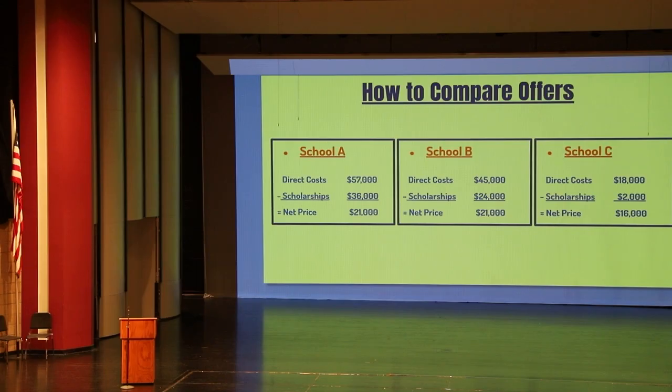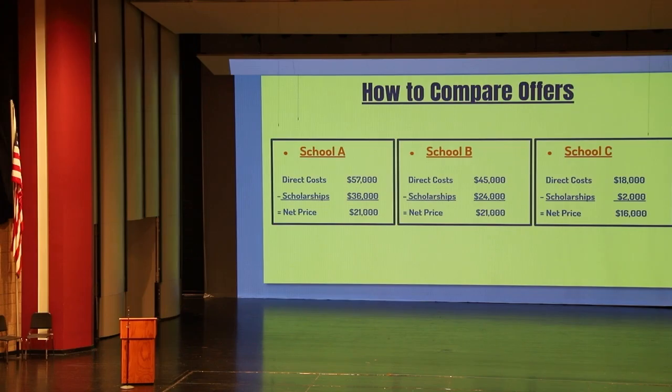You might receive only a $2,000 scholarship from a different university, but their costs are way less, like in school C. So you might consider that. What's got the better net price? School C does, even though you got this great honor $36,000 scholarship from this other university. So make sure you're comparing apples to apples.